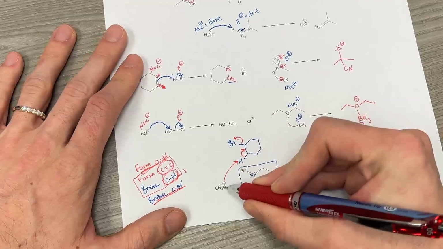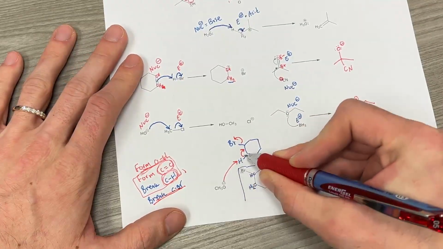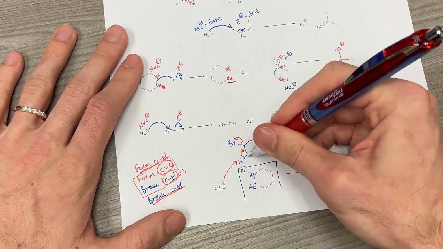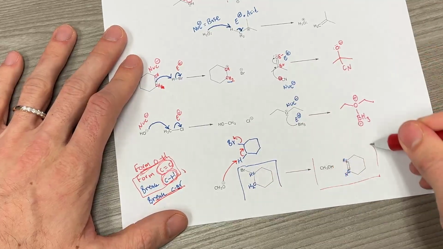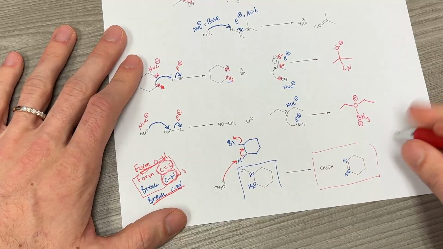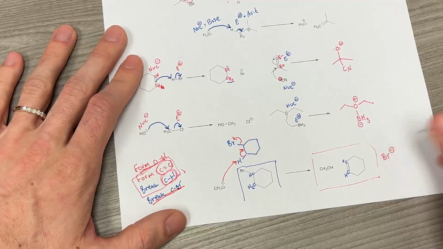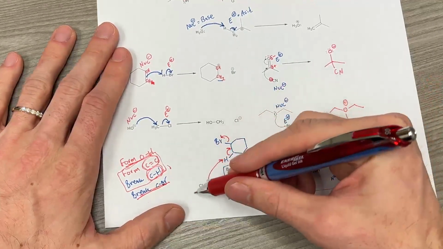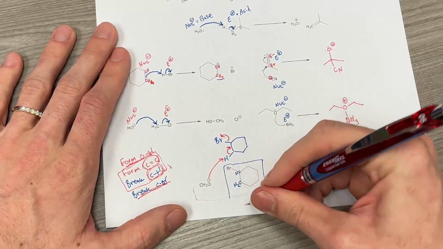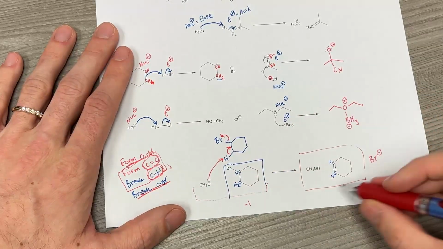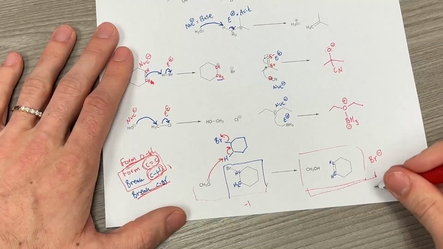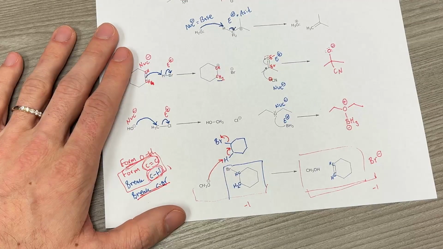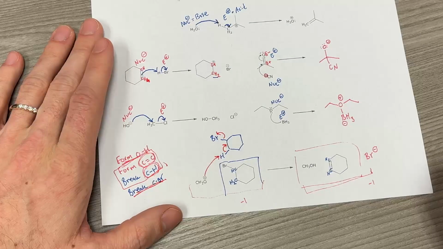I form CH3OH. I form CC double bond. The only thing that this reaction didn't tell me to expect was the bromide ion. And checking for conservation of charge, this entire reactant side had a -1 charge. And now this entire product side has a -1 charge. So I'm set on my charges.